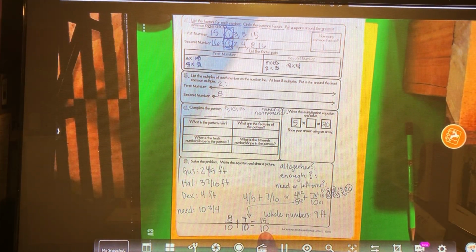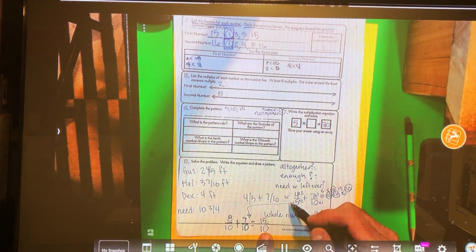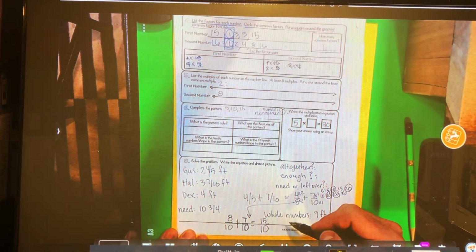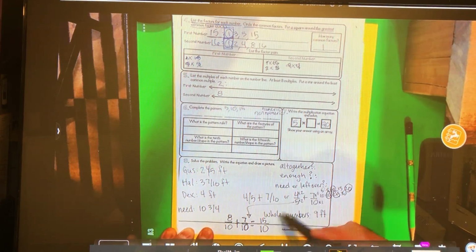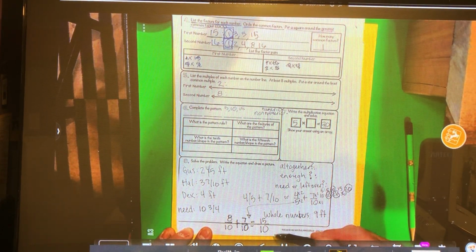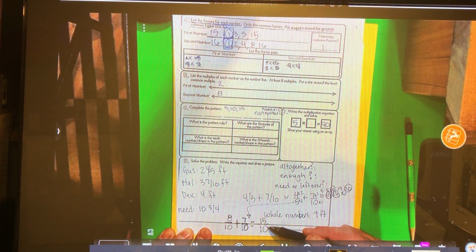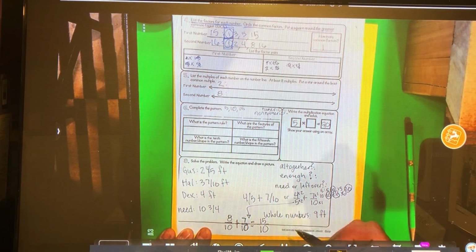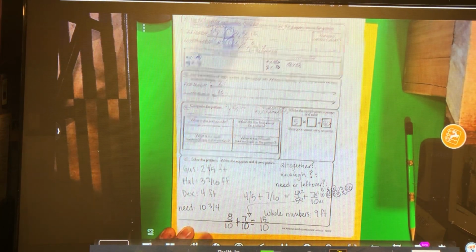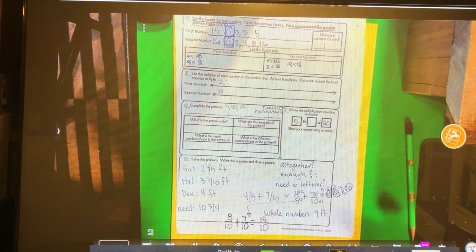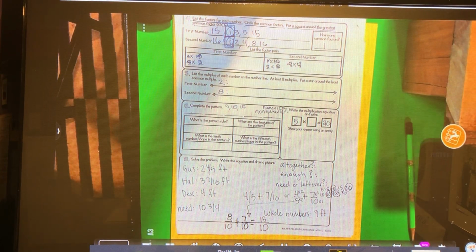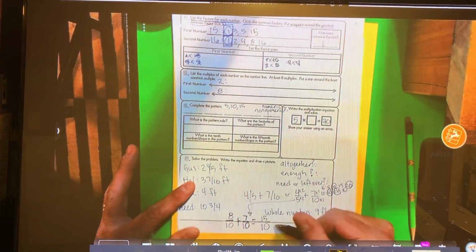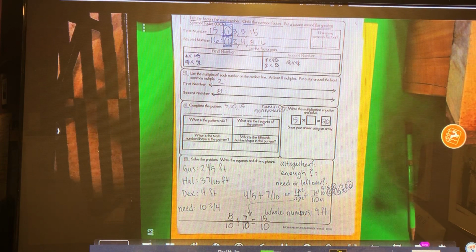15/10 is an improper fraction, okay? So we need to convert that to a mixed number, okay? This is beyond what we have done in the classroom. Taking an improper fraction where the numerator is larger than the denominator requires thinking about this.